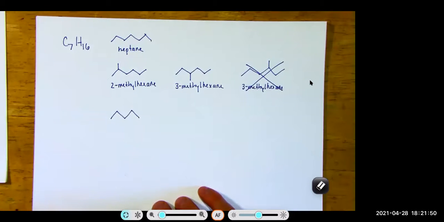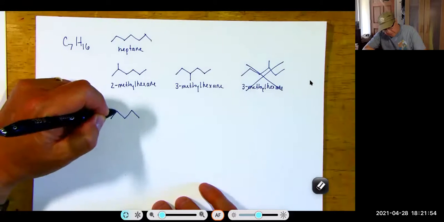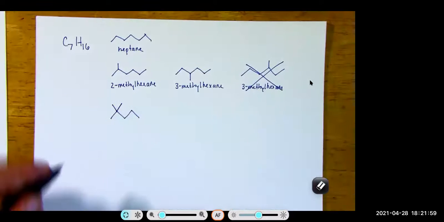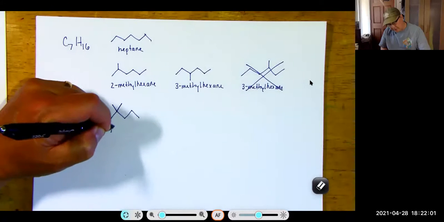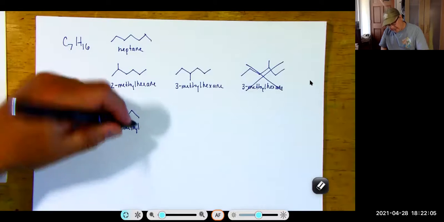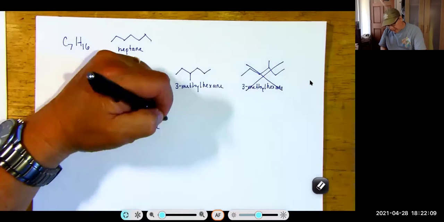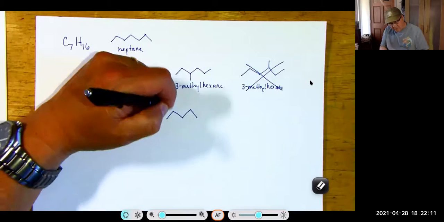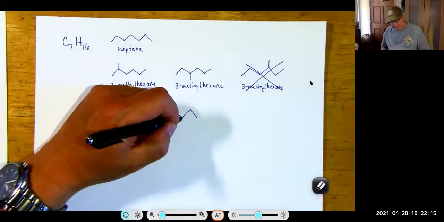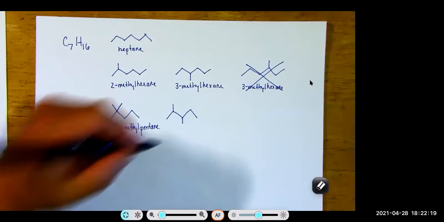Whenever I draw these, I always like to start with the double bond one of them, say on this first one like that. 2,2-dimethylpentane. But then what I like to do is keep one of them there and move the other one around. So what would that one be called? 2,3-dimethylpentane. That's right.